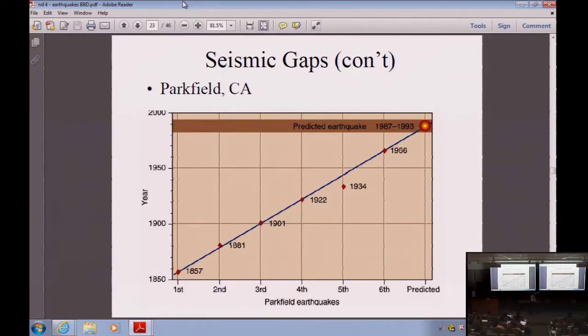So how many years between the first and the second? About 1860 to 1880. About 20 years, right? 1881 to 1901, 20 years. 1901 to 22, 20 years. The next one came early, the next one came late, so it sort of got right back on track. So you see that about every 20 years there's an earthquake. Based on this, we predicted that there would be an earthquake in this range of 87 to 93.